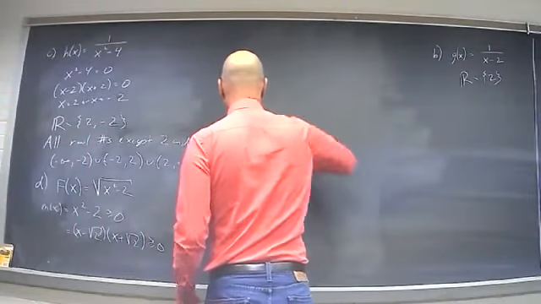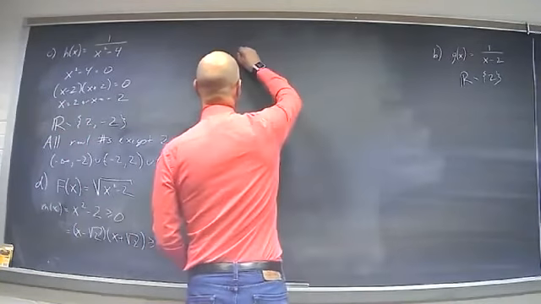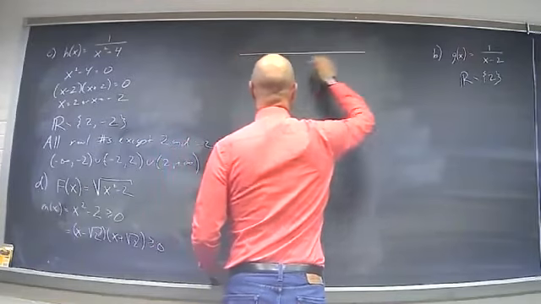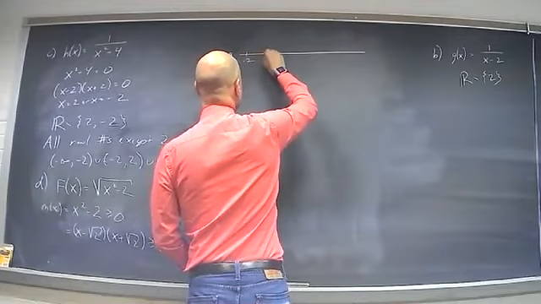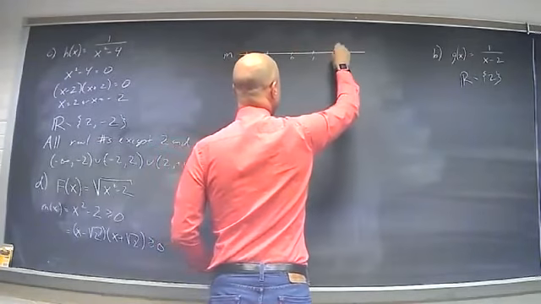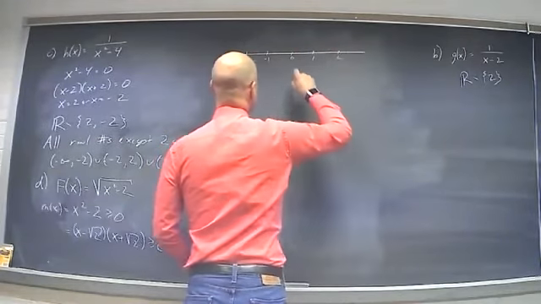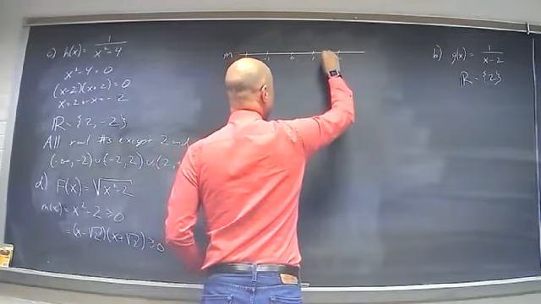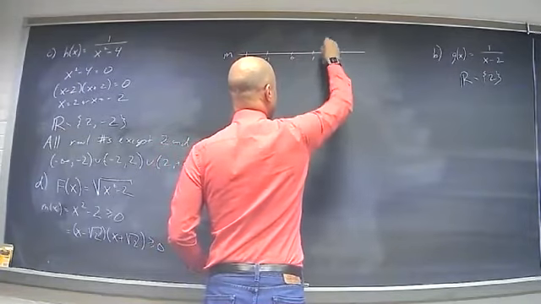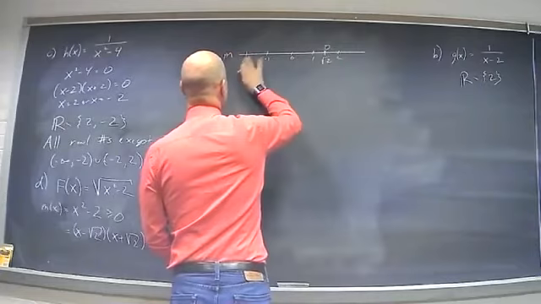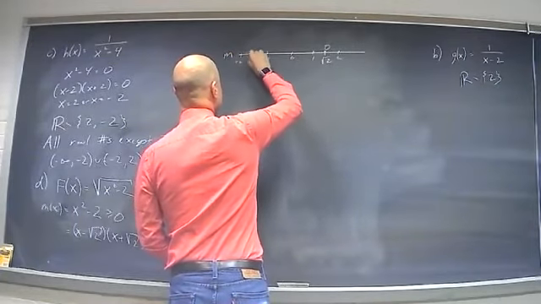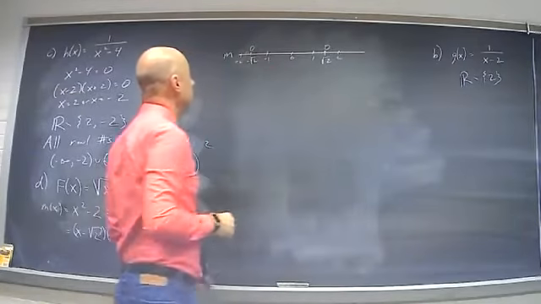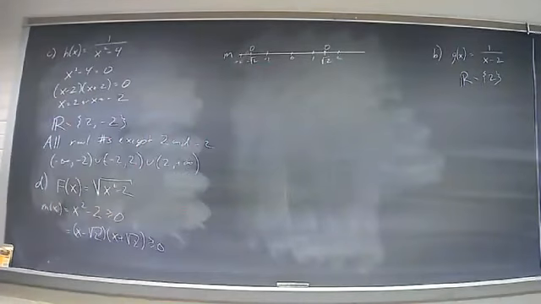And so those are the two places it's equal to 0. Square root of 2 is about 1.4. We have a 0 there, and we have a 0 at minus the square root of 2. That breaks the real line up into 3 parts. I can plug a point into each part.